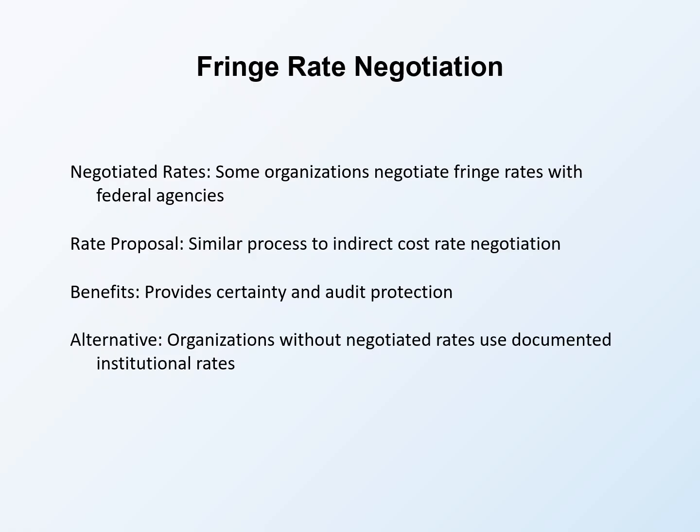If your fringe rate was negotiated with your cognizant agency, auditors reviewing a grant from another agency should accept that rate. Negotiated rates demonstrate that rates have been scrutinized and approved. Organizations without negotiated fringe rates use documented institutional rates that reflect actual benefit costs. These rates should be calculated following reasonable methodology and applied consistently. While not formally negotiated, well-documented institutional rates generally satisfy federal requirements.